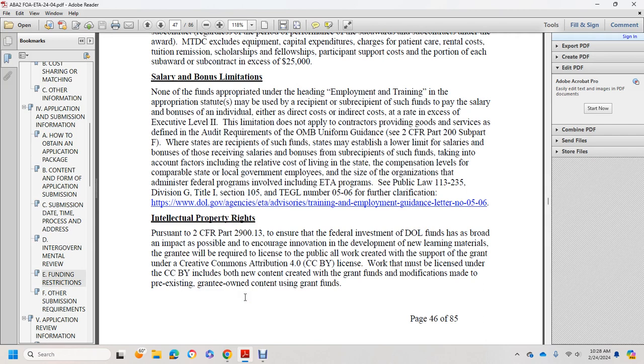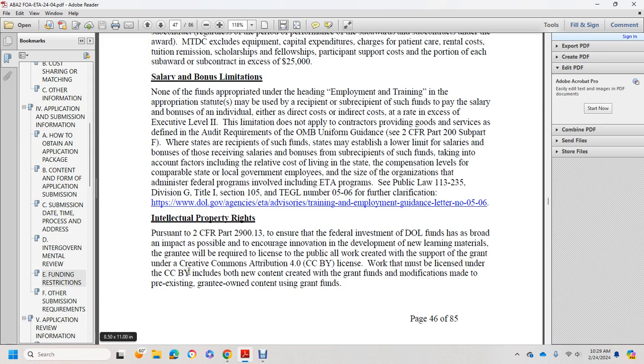Pursuant to 2 CFR Part 2913, to ensure the federal investment of Department of Labor funds has its relevant impact and to encourage innovation and development of new learning materials, grantees will be required to license to the public all work created with the support of the grant under a Creative Commons Attribution 4.0 license, which must be the license used.